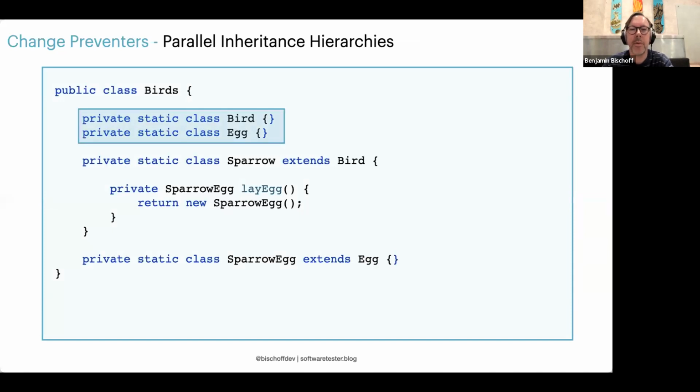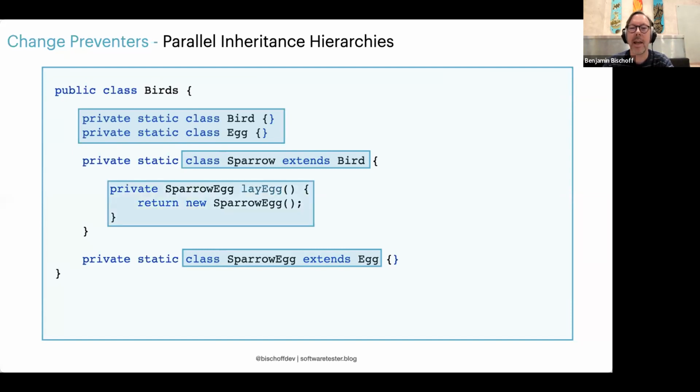We have two classes here, a bird and an egg. And a sparrow extends the bird. So far, so good. So here we are using object-oriented programming principles and extending the bird. This is where it gets problematic because here we extend an egg to be a sparrow egg. And we have the lay egg method of the sparrow that lays a sparrow egg.